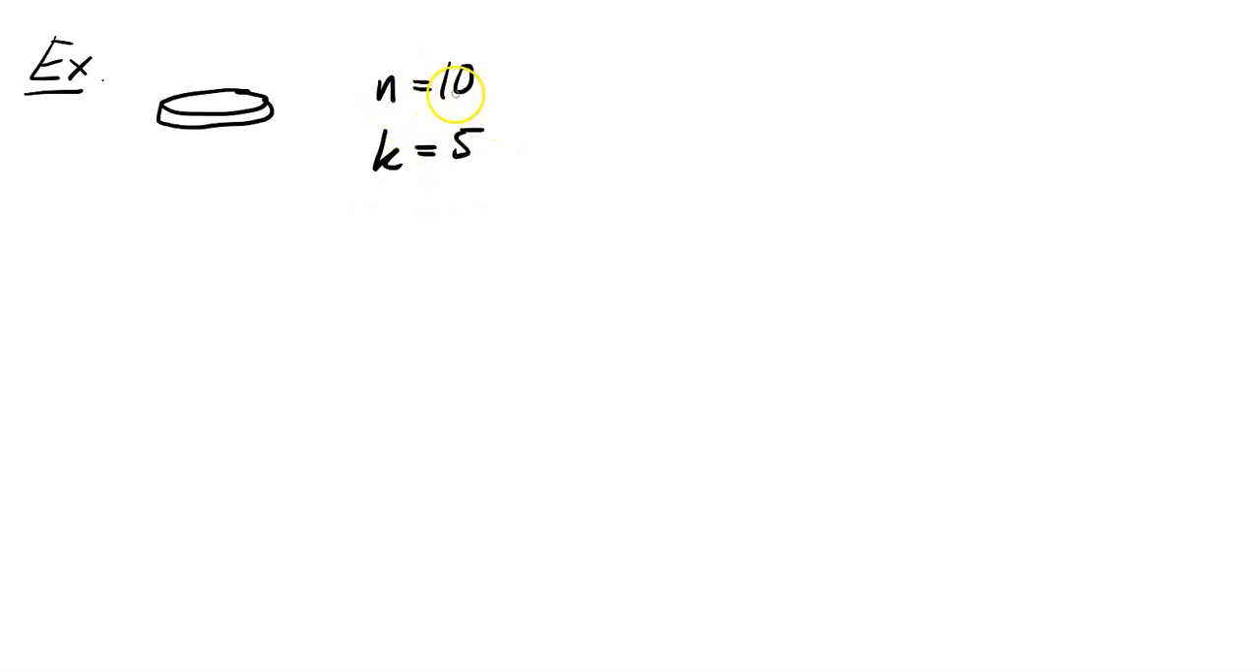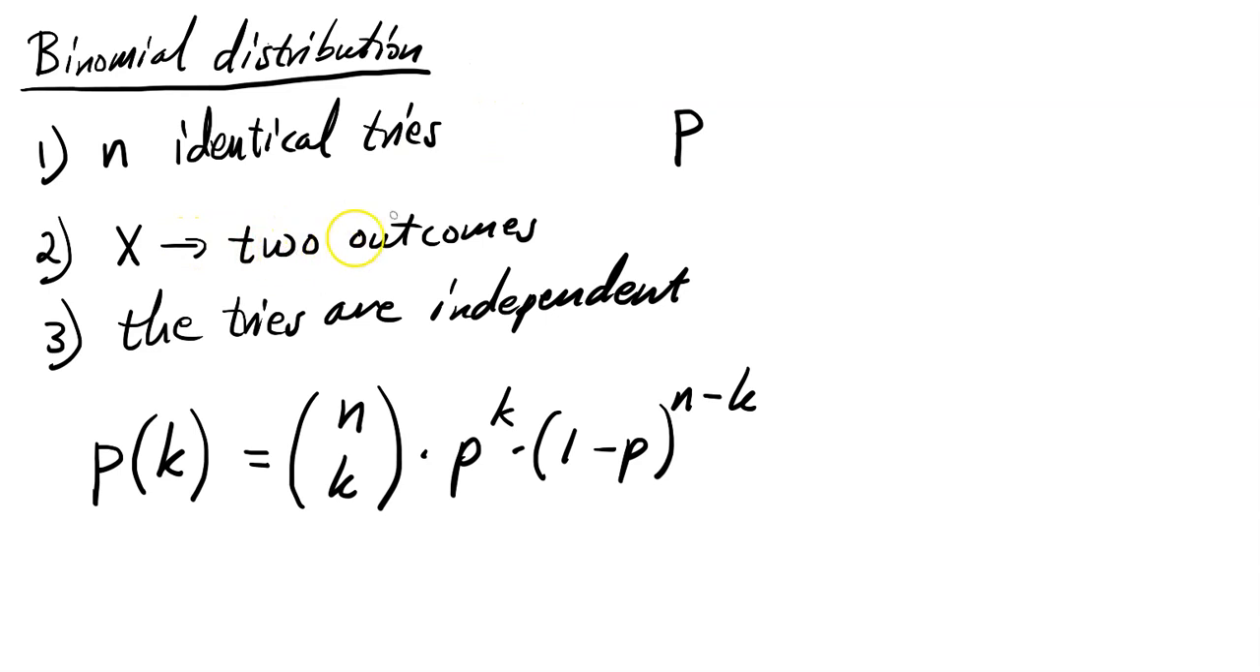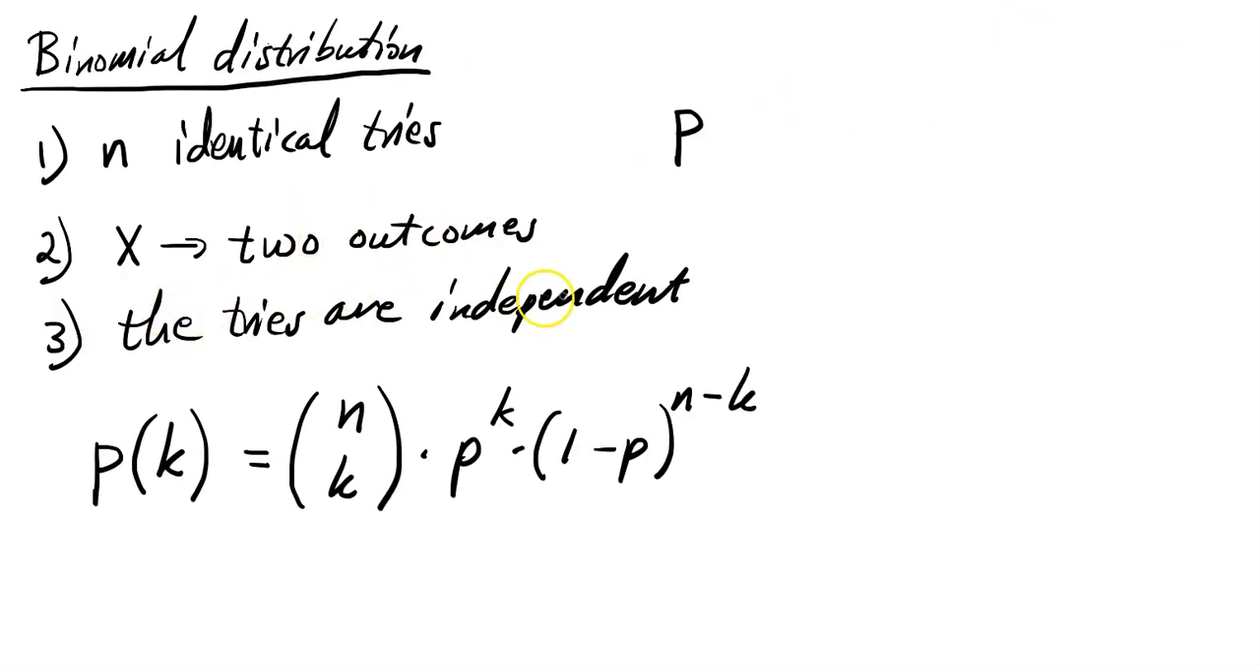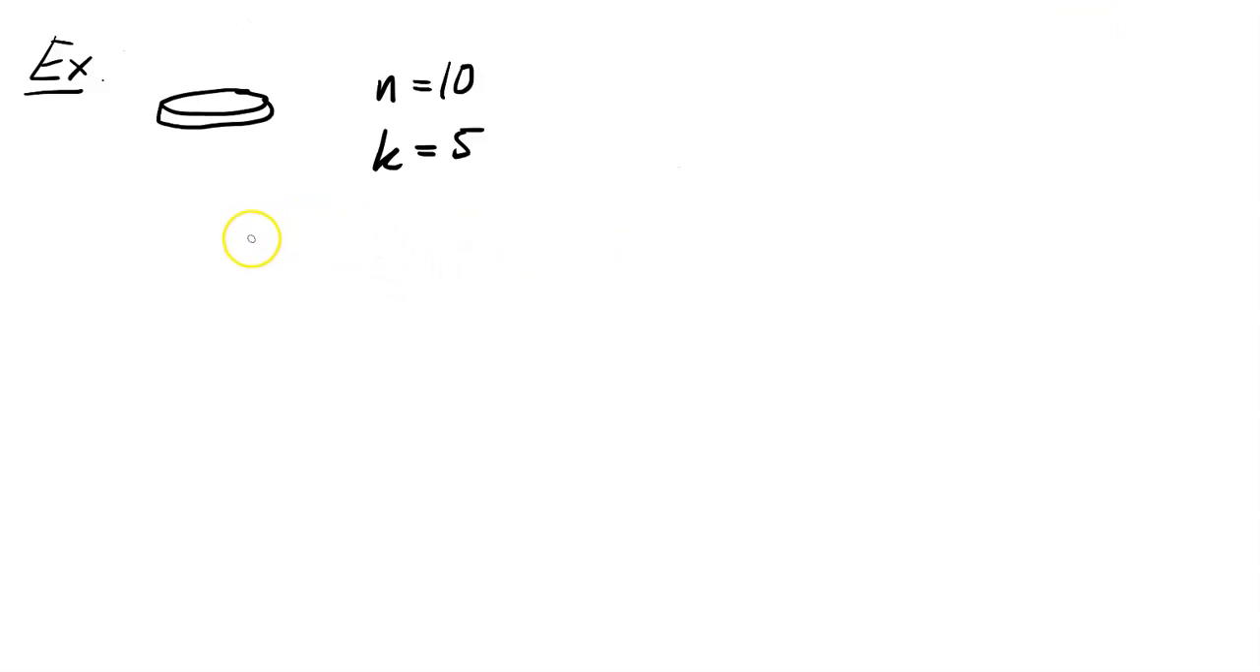We have 10 identical tries. We throw the coin identically 10 times. So it satisfies the first condition. And the second condition, we had that we should have 2 outcomes. And we have 2 outcomes because we have heads or tails. So it satisfies the second condition. And the tries are independent. Are they independent? Yes, of course. The outcome on the first coin doesn't affect what you get on the other coin, and vice versa. So yeah, all 3 conditions are satisfied. That means that the probability to get 5 heads on throwing 10 coins is given by a binomial distribution.